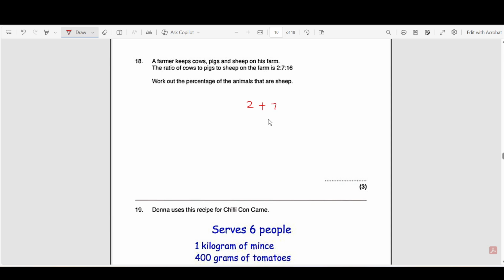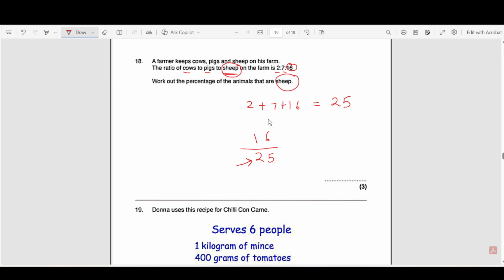So we do 2 plus 7 plus 16, which is 25. We need to find sheep, so we just determine the fraction of animals that are sheep. First is cow, which is 2. Second is pigs, which is 7. Sheep is the last one, so the last ratio represents sheep, which is 16 out of 25. In fractions, that's how we write it. Total, we write in the denominator.